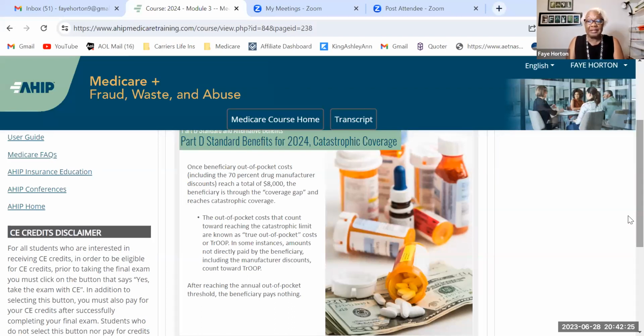Every year that I've had this AHIP test, that question's been on there too. What is included in the true out-of-pocket cost? So take notes here. Make sure that you know what the true out-of-pocket cost is. In some instances, amounts not directly paid by the beneficiary, including the manufacturer discounts, count towards the TrOOP. After reaching the annual out-of-pocket threshold, the beneficiary pays nothing.